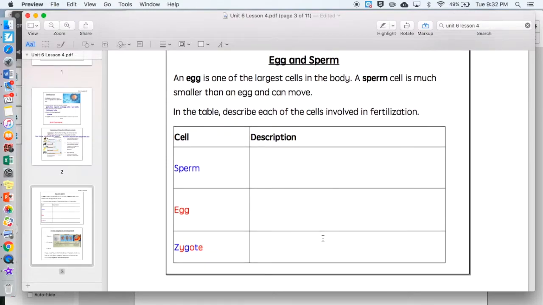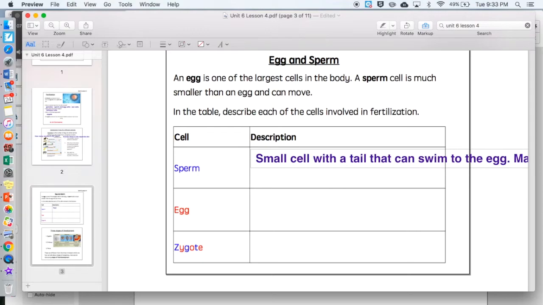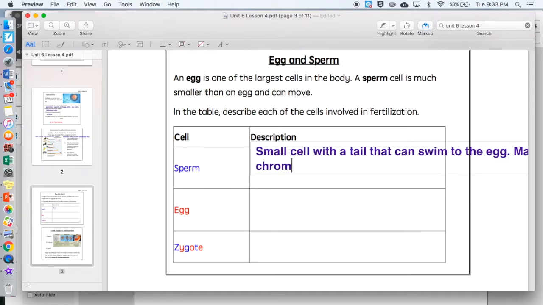Okay, egg and sperm. An egg is one of the largest cells in the human body. If you make the smallest mark that you can make with a pen or a pencil on a piece of paper, that's about the size of an egg. It's smaller even than this little period. So, a sperm cell is much smaller than the egg, and it can move. Here we have the type of cell, sperm, egg, or a zygote. I'd like you to go ahead and write a description, hit pause, write it out, and then I will write the answers for you to check.